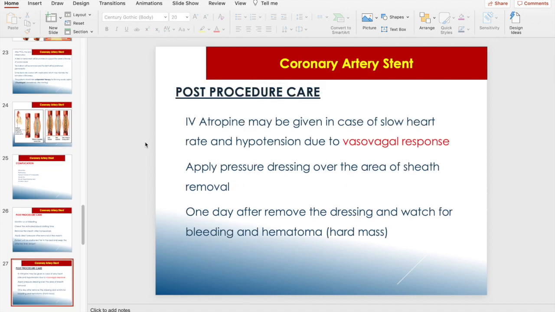Also, in post care, some patients may need to receive IV atropine. Why? In case the patient has a vasovagal response, the patient may develop hypotension and slow heart rate. Apply a pressure dressing over the area of the sheath removal. It's very important to apply pressure to stop the bleeding, because the patient is at high risk for bleeding. One day after, remove the dressing and watch for bleeding. One of the major things the nurse has to monitor after the procedure is the signs and symptoms of bleeding after the insertion of the stent.